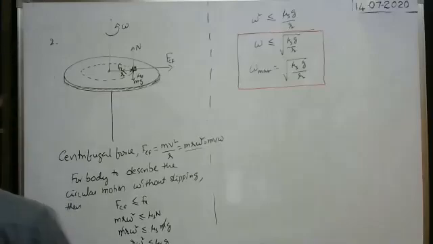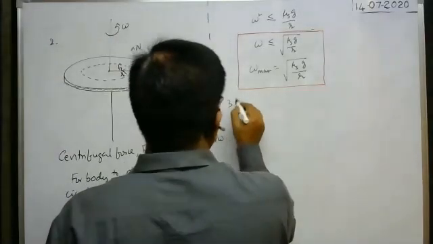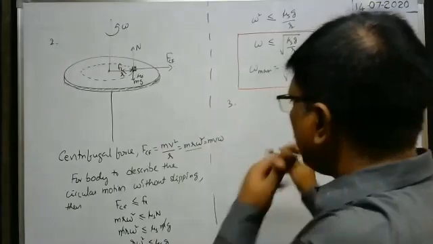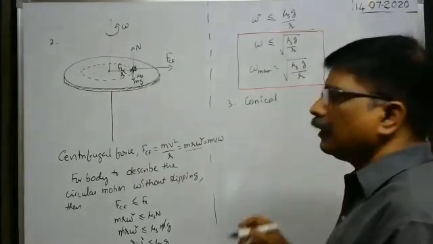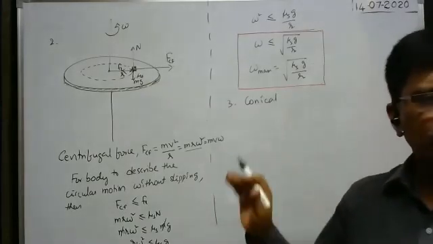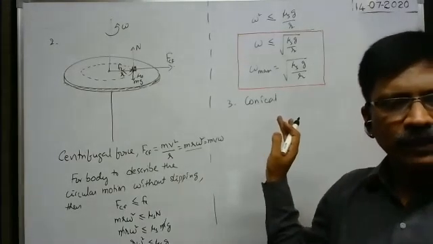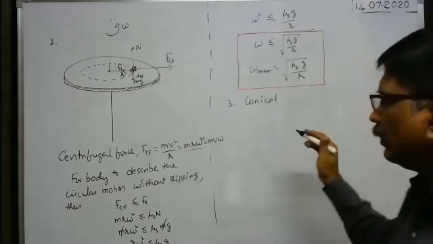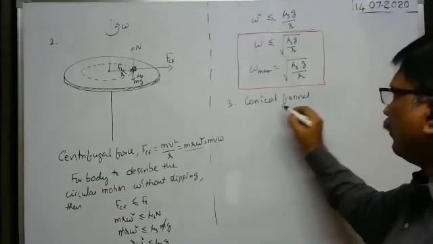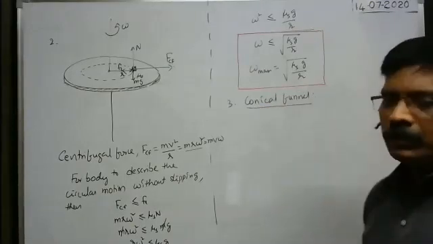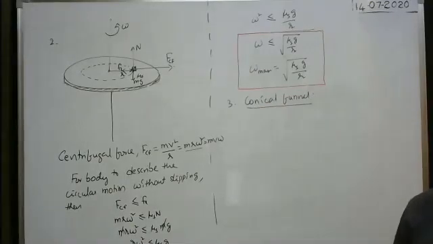One more concept, one more note point, third one. Suppose there is a conical funnel. All of you listen carefully. You concentrate on this board only. Conical funnel. You see the conical funnel.